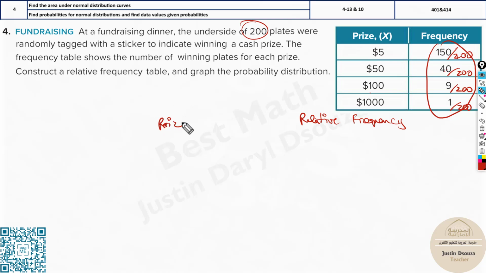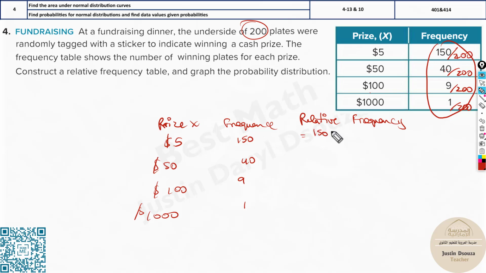So it's price, that is X, and frequency. Write it out: 5, 50, 100, 1000, that is $1,000. Now frequencies are given as 150, 40, 9, 1. You do not need to show this in writing, but you can if you want. The relative frequency will be 150 by 200, 40 by 200, 9 by 200, and lastly 1 by 200. So whatever answer you get in the calculator, just put it over here. Write it in decimal, it's fine.